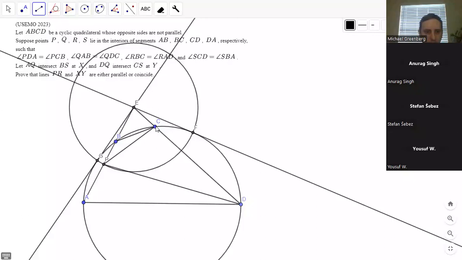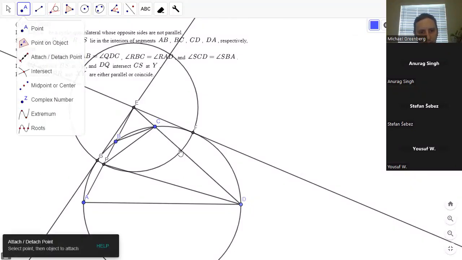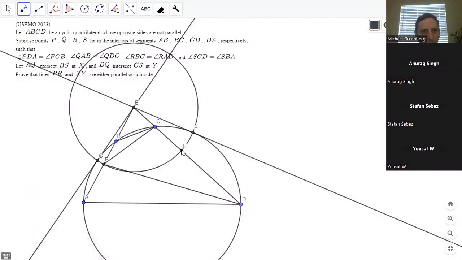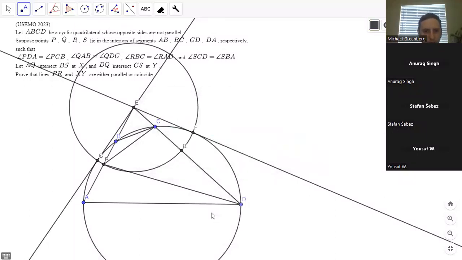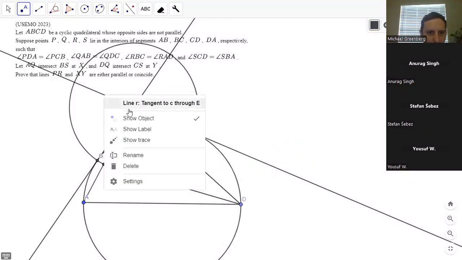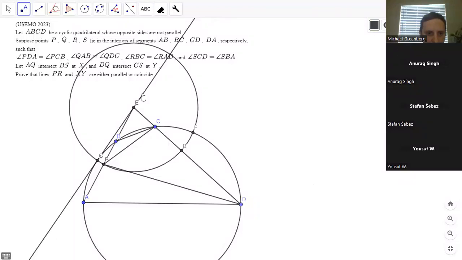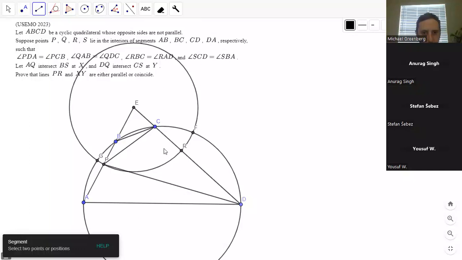And then for the point on CD, similarly, that would be R, probably. R is on CD, it should be. Okay, so that's R. Let me just make this look better.